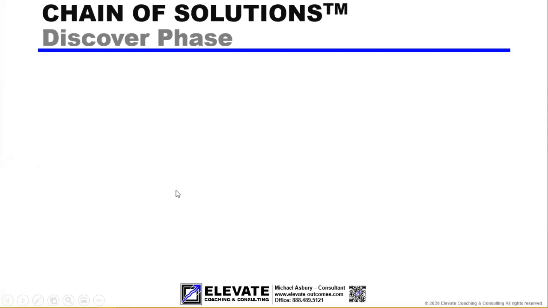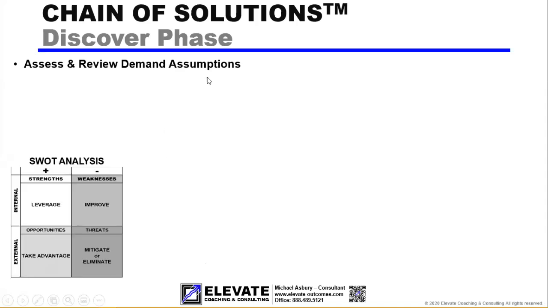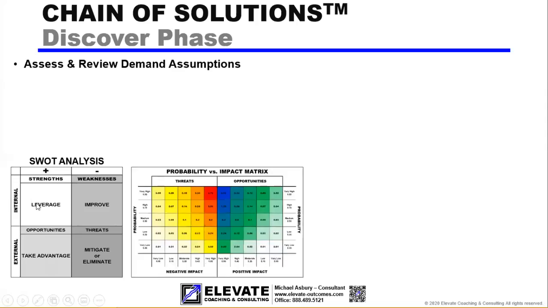Okay. So with the discover phase, we're assessing and reviewing our demand assumptions. Very important right now, right? So we're also looking at supply chain and our current operations as well. So we're doing a SWOT analysis, looking at our internal strengths and weaknesses, looking at our external opportunities and threats, and we can look at those on a scale for the positive and negative impacts of each of those, right?